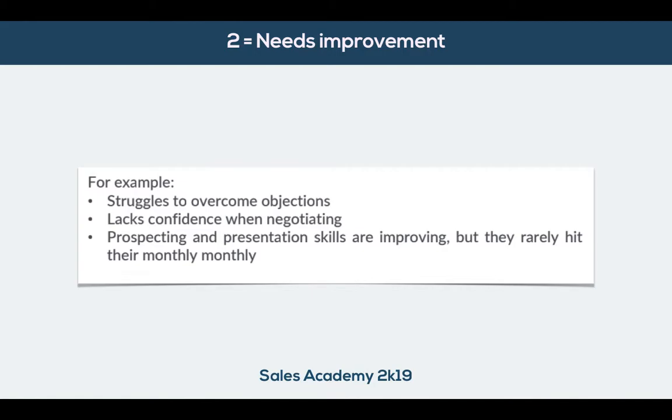Type of member number 2 is the one who needs improvement. For example, this person could be struggling to overcome objections, lacking information, and lacking confidence when negotiating. Prospecting and presentation skills are improving, but they rarely hit their monthly target.